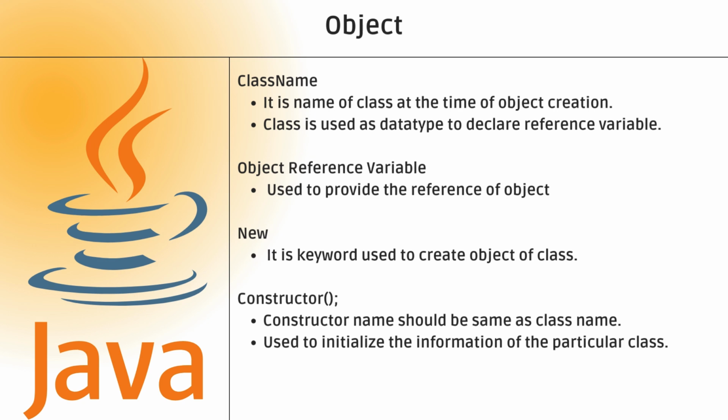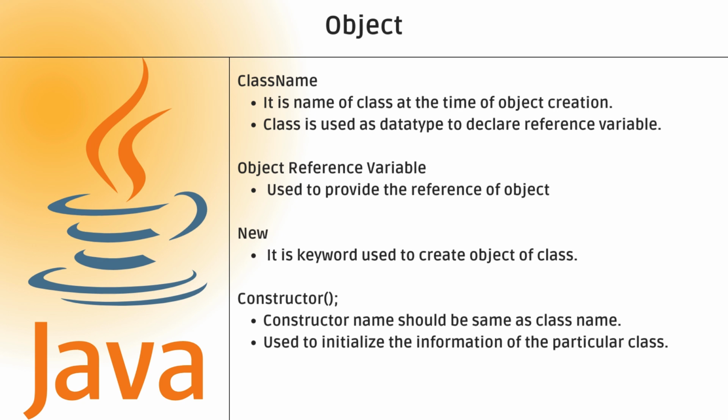You can take anything as an object reference variable. You can take alphabets or a name. You can give any name to the object reference variable. It's just for the reference of an object. Then next is the new keyword. Java has a few predefined keywords, and the new keyword is one of them. We use this keyword to create an object of a class.